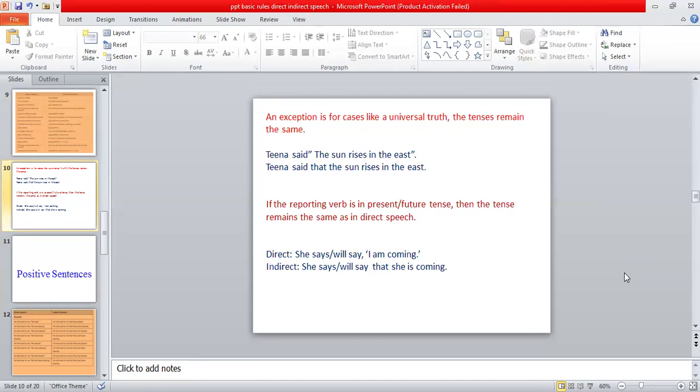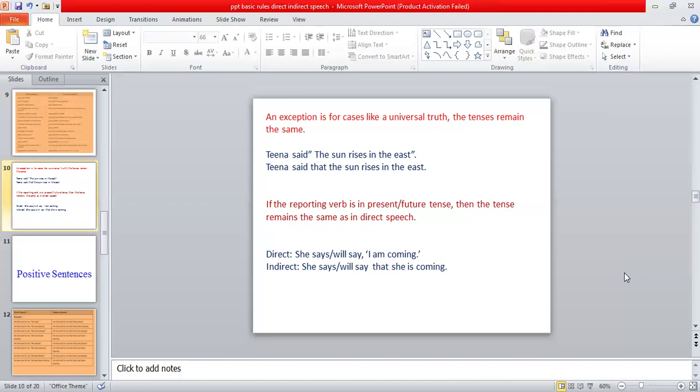And the other rule is, if the reporting verb is in the present tense or in the future tense, again the tense remains the same in the indirect speech. Like you can see, she says or she will say, I am coming. So when you change it into indirect speech, the sentence will be she says or she will say that she is coming. It means there is no change of tense at all if the reporting verb is in present tense or in future tense. And the other rule is the one with a universal truth. So these are a few rules which you have to keep in mind.